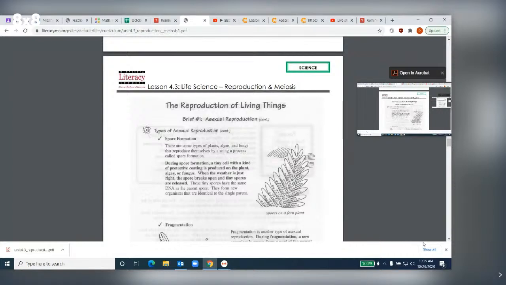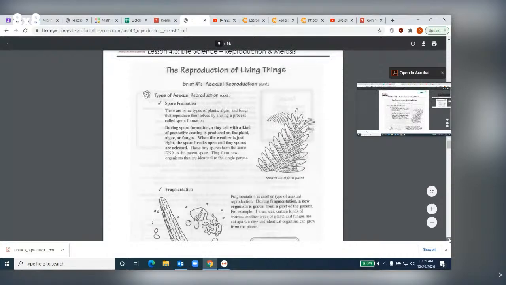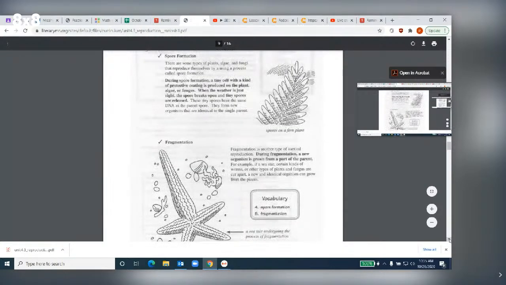Okay, and then we're going to look at fragmentation here. And it says fragmentation is another type of asexual reproduction. During fragmentation, a new organism is grown from a part of the parent. For example, in a sea star, certain kinds of worms or other types of plants and fungus are cut apart and new identical organisms can grow from the pieces.